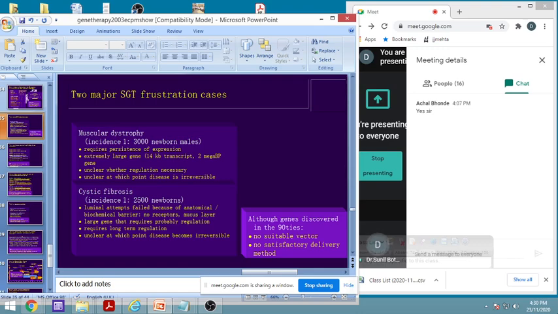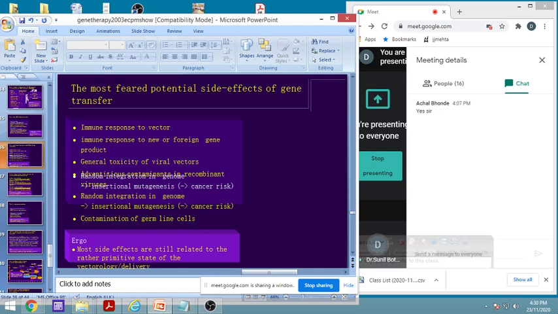Then another is cystic fibrosis. The incidence is 1 in 2,500 newborns. Luminal attempts failed because of anatomical and biochemical barriers, no receptors, and muscle layers, which probably require regulation. It requires long-term regulation. It is unclear at which point the disease becomes irreversible. All these genes were discovered in the early 90s. No suitable vector was there, no satisfactory delivery method was there, and therefore there was failure.